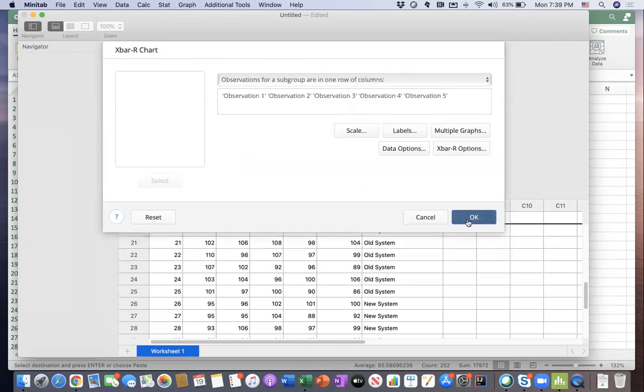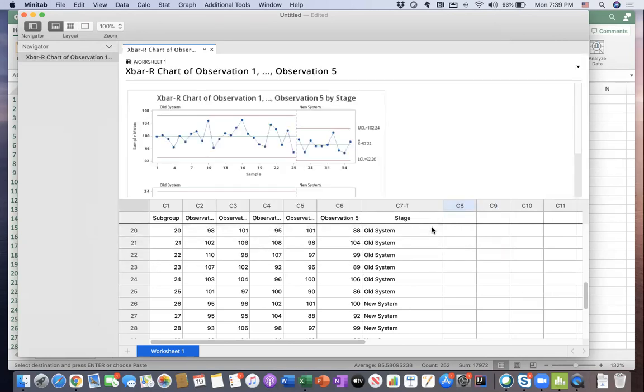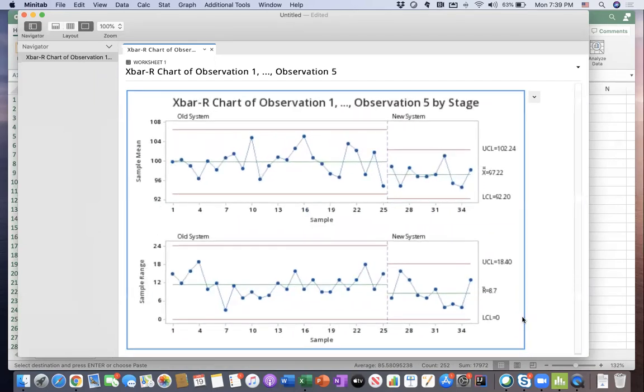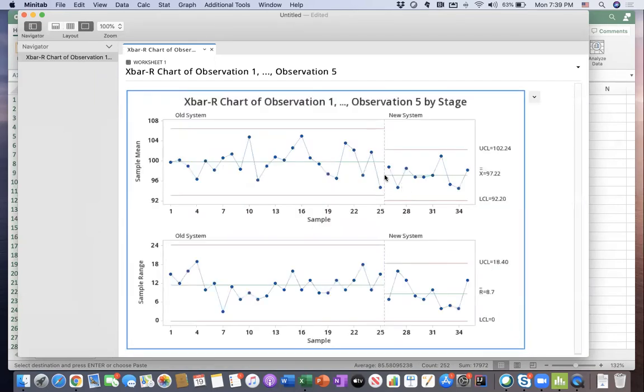And we hit OK, and we hit OK. And we let Minitab do its trick. So let me highlight this graph area. And let's talk very briefly about the graph and what we see here. So this is our Xbar-R chart. Minitab gave us the sample mean. Remember, these blue dots on this first chart at the top are the means of the subgroups that we had in the old system and in the new system.